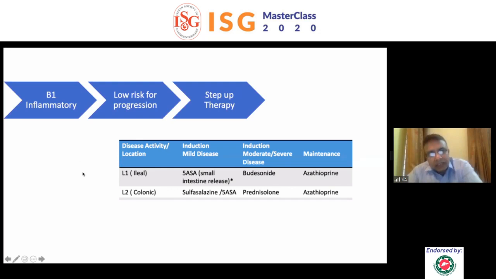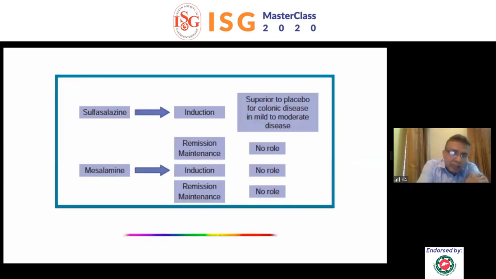So if it is going to be escalated therapy, you would like to give either 5-ASA if it is ileal, and if it is colonic, sulfasalazine or 5-ASA, or otherwise give budesonide or prednisolone and subsequently azathioprine, and thereafter biological therapy if the patient does not respond. What does the data say?